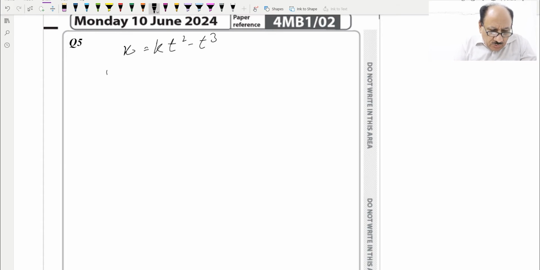When t is equal to 2, the velocity of the particle P is equal to 24 meters per second. This is the velocity given.